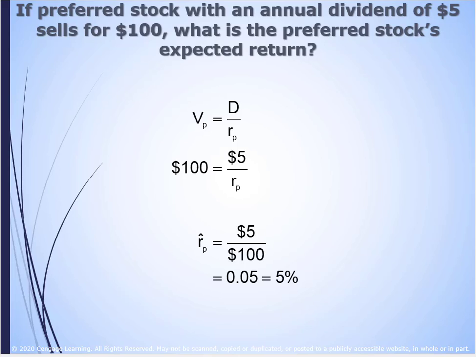So here we have a preferred stock that has an annual dividend of $5 and sells for $100. What is the expected return? So the value of the stock, if you want to calculate the value, is the dividend divided by the cost or the required return. We want to solve for this return. So in this case, you solve for return, the expected return on the stock is 5%.